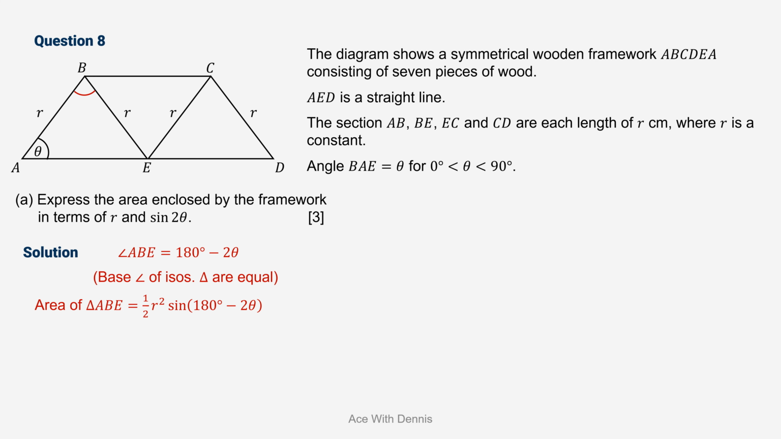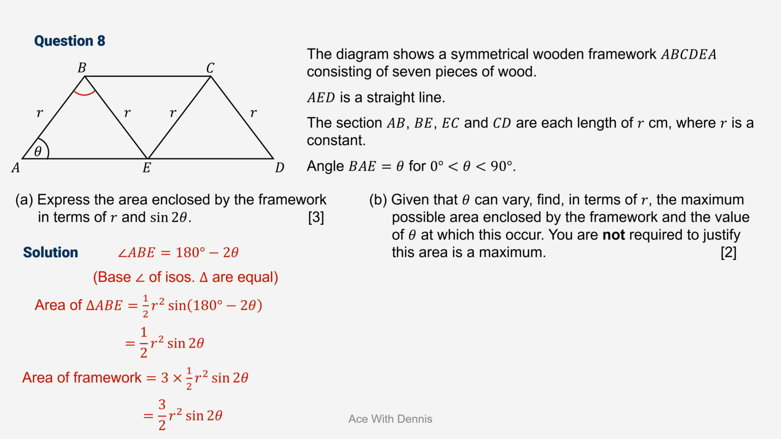As you can see, triangle ABE is an isosceles triangle. So the area of triangle ABE will be half r squared sine of 180 degrees minus 2 theta. This is the formula to find the area of a triangle. Then sine of 180 degrees minus 2 theta is sine 2 theta, so the expression becomes half r squared sine 2 theta. Hence, the area of the framework will be 3 times the area of triangle ABE, which is 3 times half r squared sine 2 theta, and we simplify to get 3 over 2 r squared sine 2 theta.